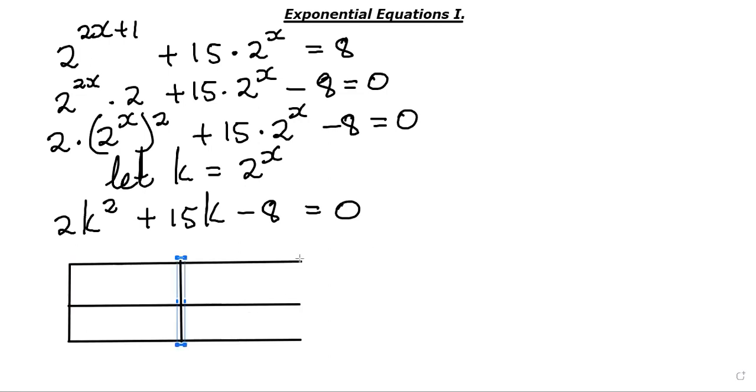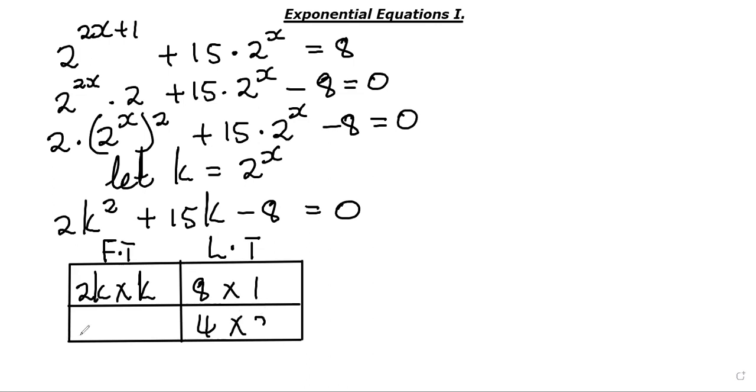So what are we doing in this table? We are going to list factors of the first term, meaning ways in which you can write the first term, as well as the factors of the last term. So 2k squared, we can only write it as 2k times k. But 8, we can write it as 8 times 1. We can also write it as 4 times 2. So we have to put 2k and k once again.